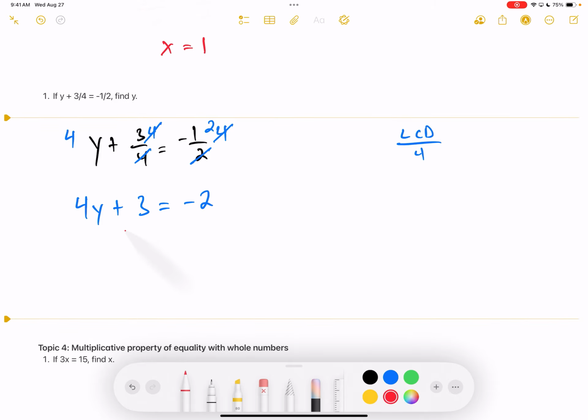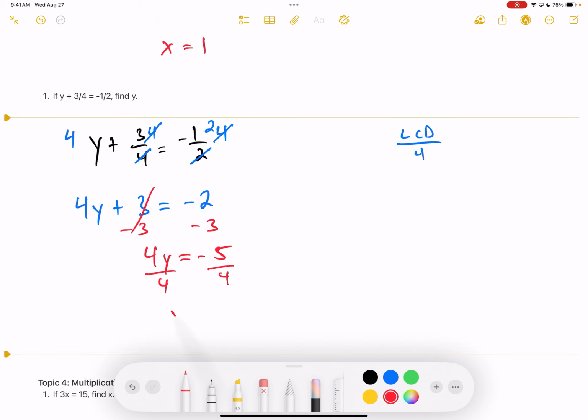So to get y completely by itself, I'm going to subtract 3 from both sides. And then divide both sides by 4. So y is equal to negative 5/4.